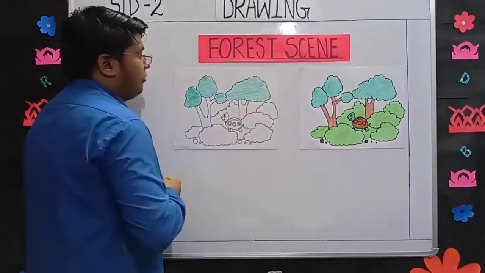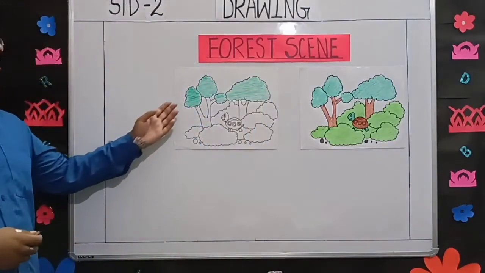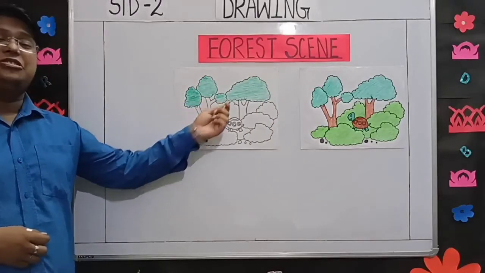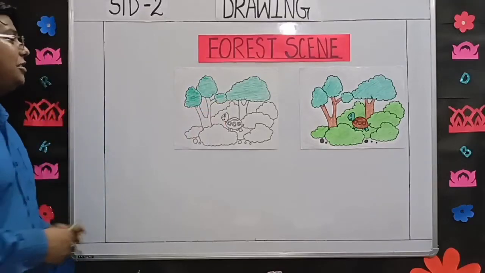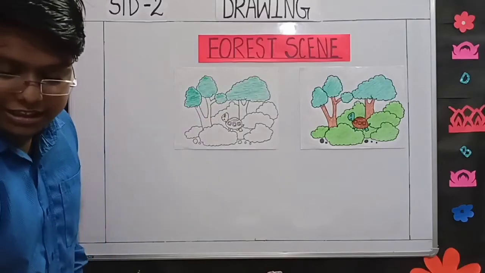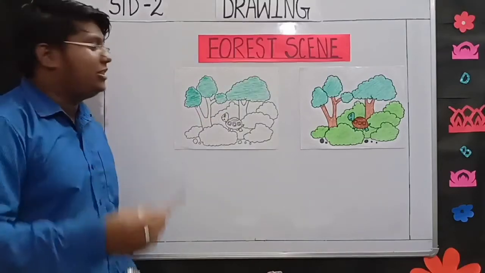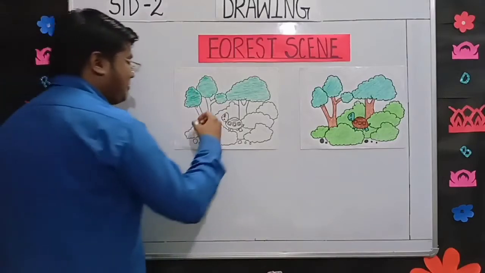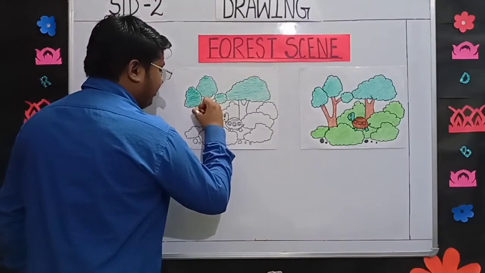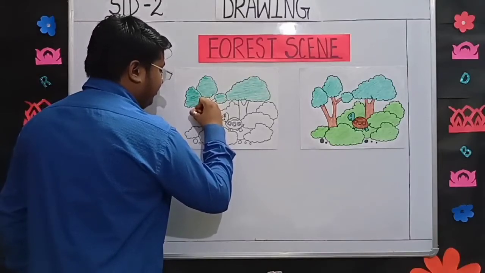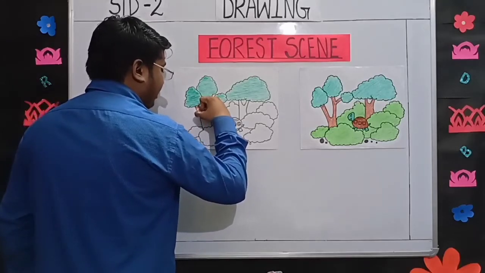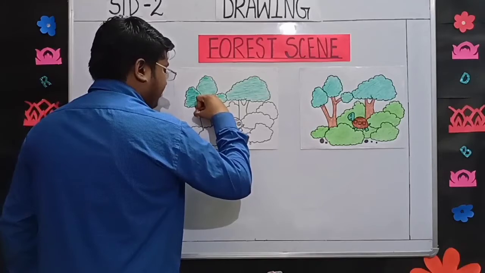Now, as you can see how I have colored this picture, the top of the tree, right? Now, for the branches and for the trunks, we will use brown color. This brown color. Now, let's see here. Very slowly, very calmly, you have to color. Clear? In one direction only.